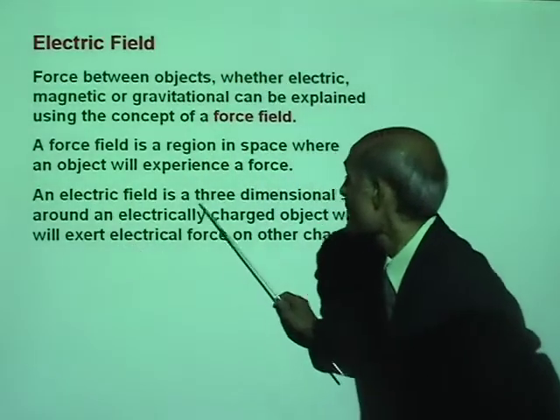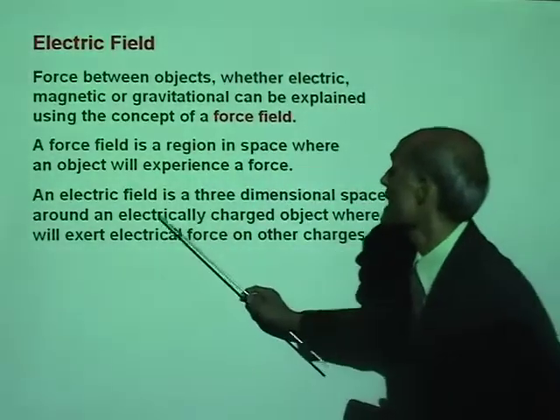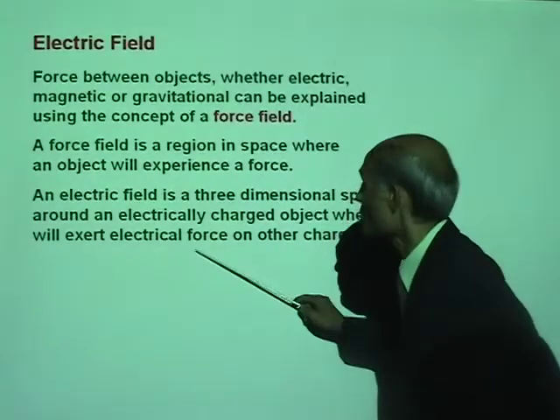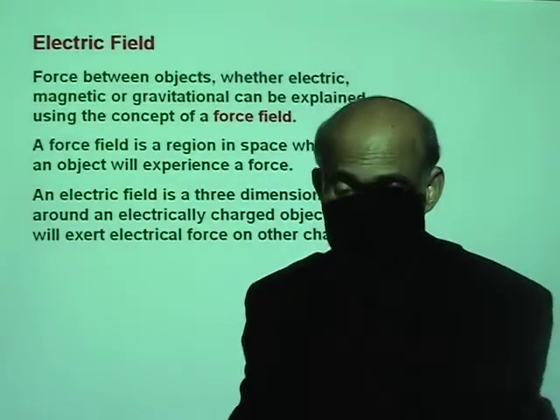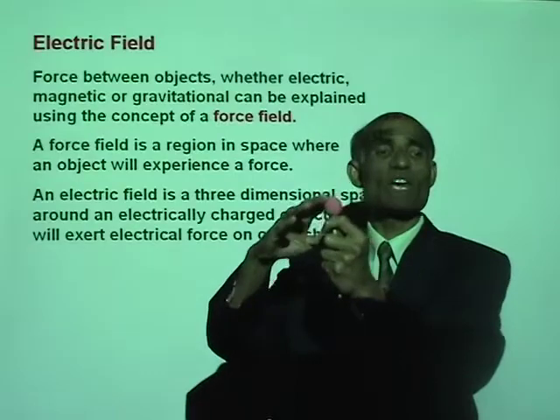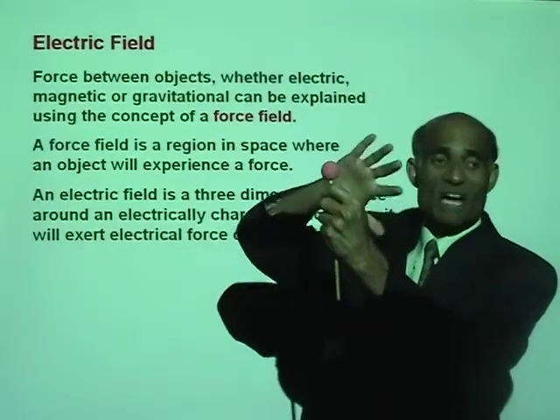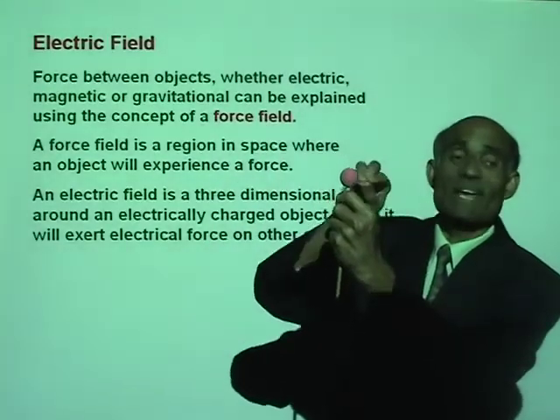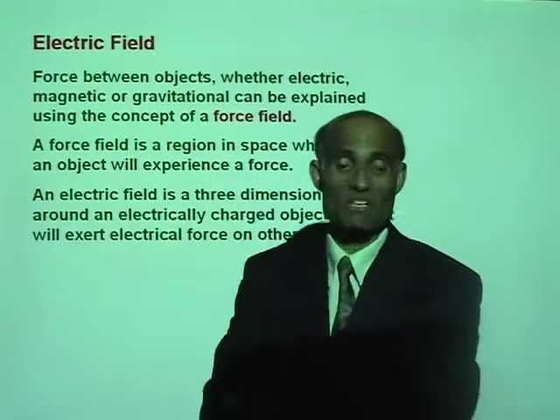So electric field is a three-dimensional space around an electrically charged object where it will exert electrical force on other charges. So if you want to talk about the electric field of a charge like this, the electric field of a charge like this is a three-dimensional space where it will exert force on other charges placed in that region.